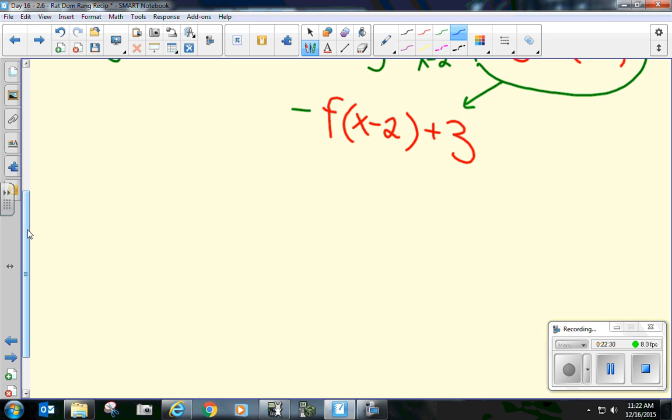Stretch negatively by 1. Well, it's being stretched by a factor of 1, which means it's not really stretching. But if it's a negative sign, this means it's flipping it vertically. Remember, if you had something like this, I would flip it, and it would now look like that. I would flip it vertically. Okay? So it's a vertical flip because of the negative sign.